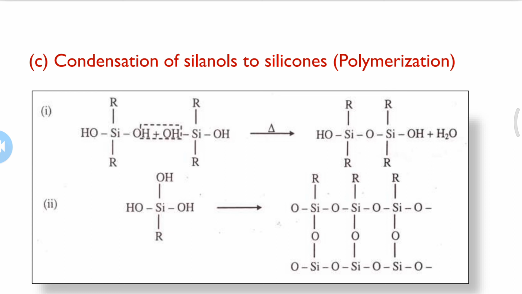In this first reaction, two silanols condense at high temperature to form silicon polymers. Similarly, in the second reaction, dihydroxysilane silanols are treated with high temperature to form silicon polymers.